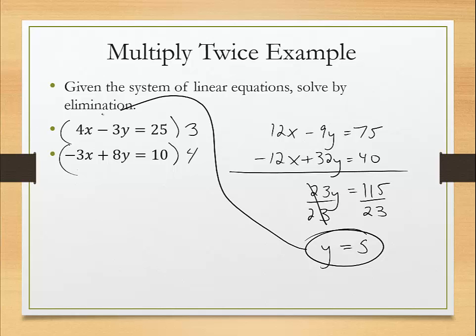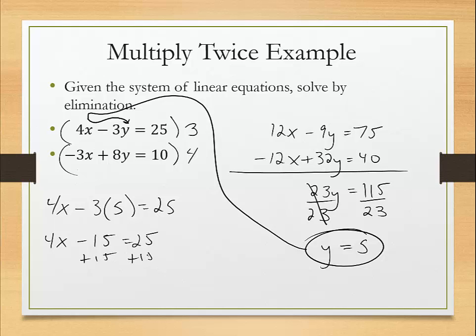So plug this back into our original equation and solve for x. So we'll have 4x minus 3 times y, which is 5, equals 25. So then we'll have 4x minus 3 times 5 is 15, equals 25. Now we need to get rid of the 15, so add 15 to both sides. We'll get 4x equals 25 plus 15 is 40. Then to get x by itself, we divide by 4. And x equals 10. And again, it's independent.